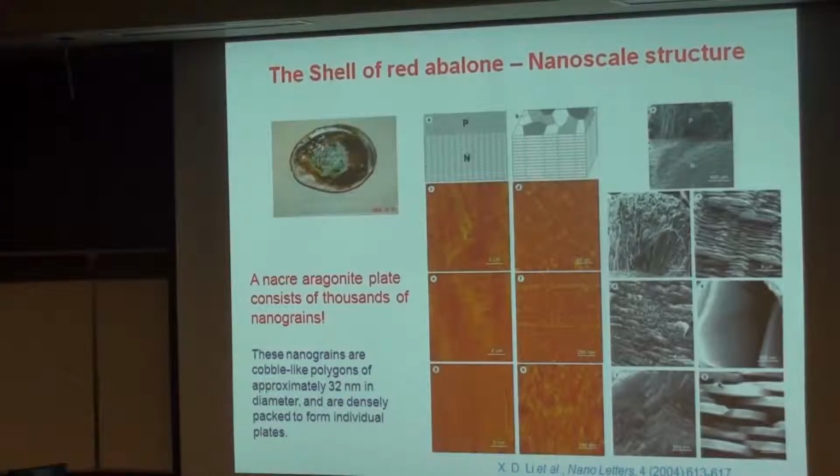And you can see 5 volume percent biopolymer plays a very important role, not only assembling them together, but also this viscoelastic property of biopolymer can absorb energy. So we propose there are multiple mechanisms working together and pushing the strength and toughness to the record high value for this nacre material.